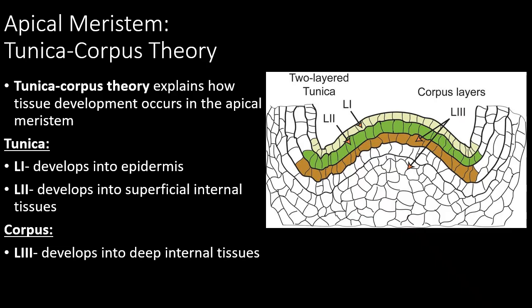And then under that, we have the corpus. So this is called L3 or layer 3, and it can be composed of one or more different layers of cells. And this develops into deep internal tissue, so like the very middle tissues of the leaf or the deep tissues of the stem.